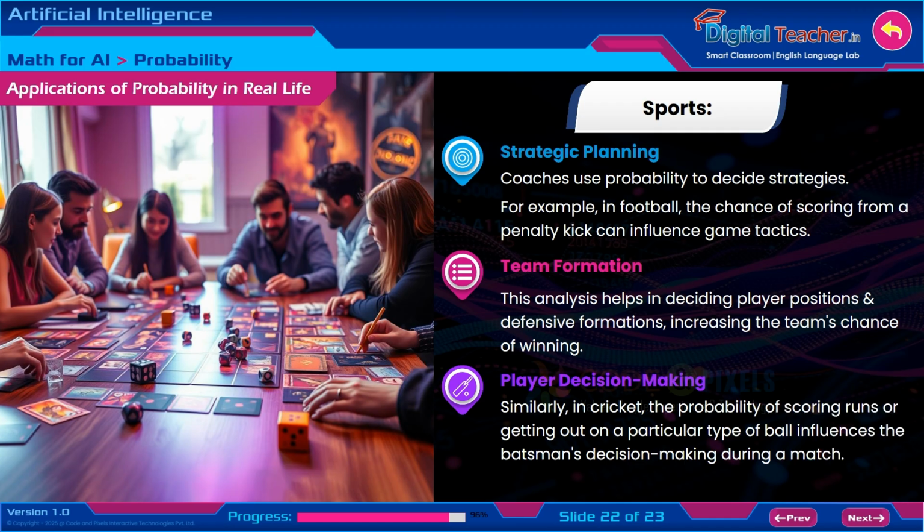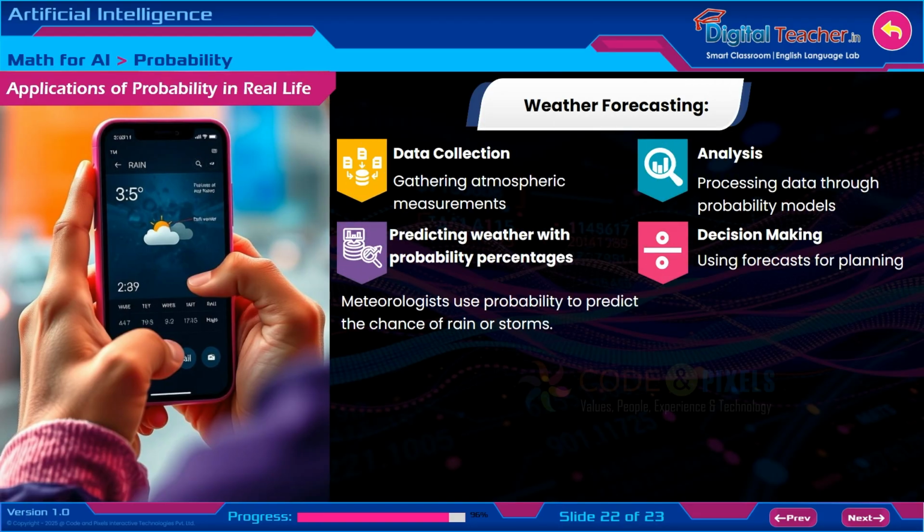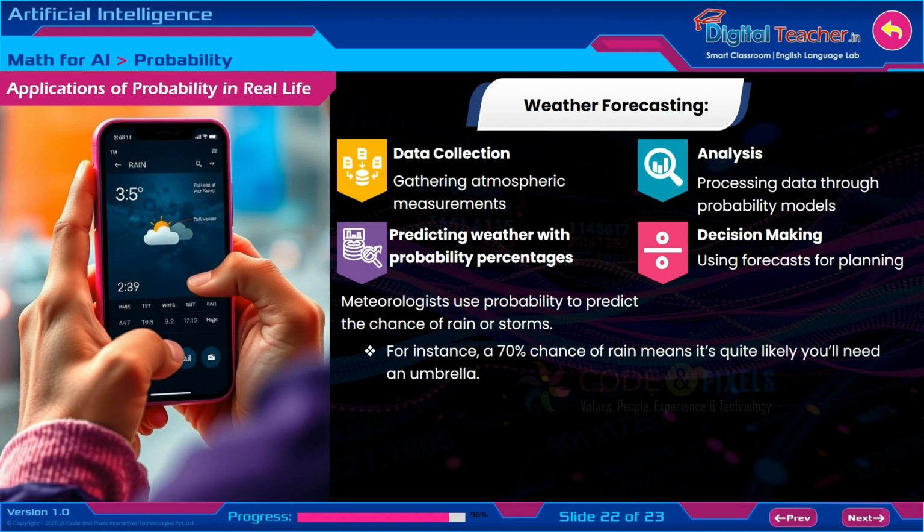Similarly, in cricket, the probability of scoring runs or getting out on a particular type of ball influences the batsman's decision-making during a match. Weather forecasting. Meteorologists use probability to predict the chance of rain or storms. For instance, a 70% chance of rain means it's quite likely you'll need an umbrella.